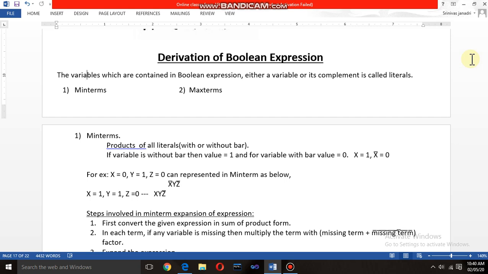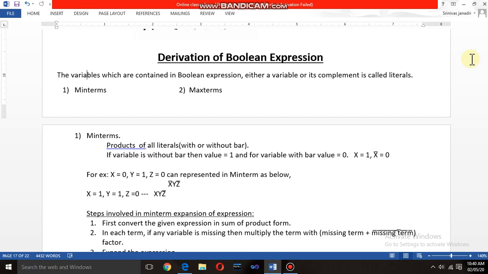The variables contained in a Boolean expression appear either as a variable or as its complement. If it has a complement, it is called a complement; without a complement, it is called a variable. These variables in a Boolean expression are particularly called literals. Remember, the word literals represents the logical variables.